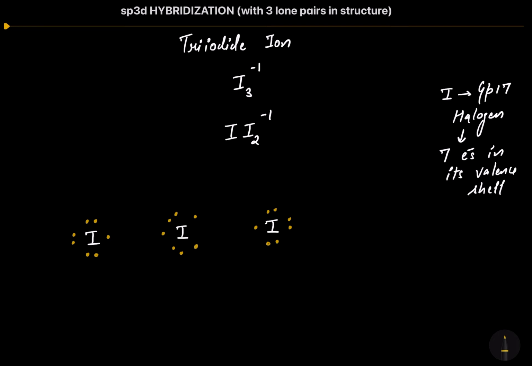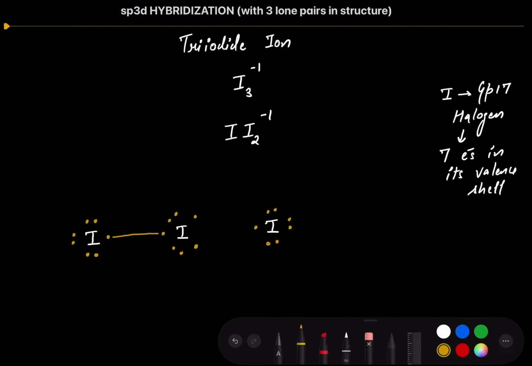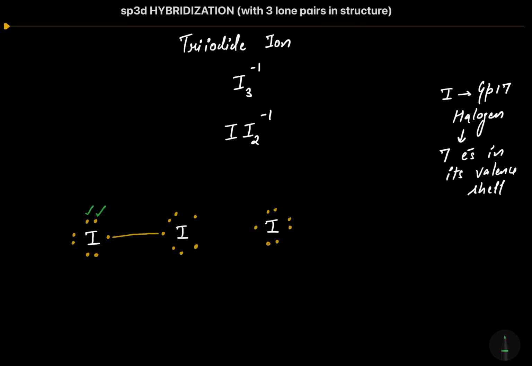Now what's going to happen? First iodine is going to make one covalent bond with the second iodine. Now let's count the number of valence electrons around the first iodine after the formation of the bond with the second iodine. That's the first electron, second, third, fourth, fifth, sixth, seventh, and the eighth. That means first iodine has attained octet, that is 8 electrons in its outermost shell after the formation of one bond with second iodine.